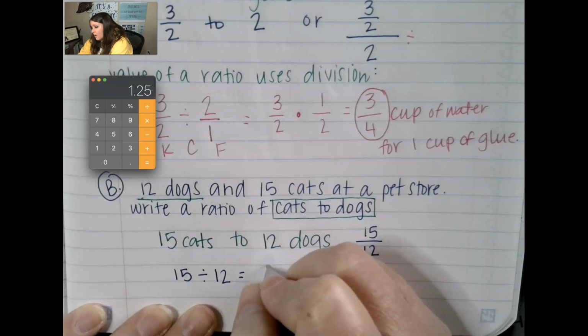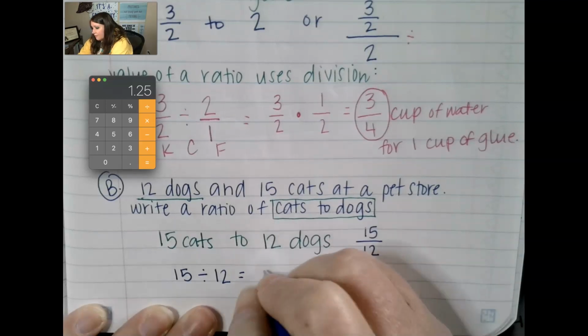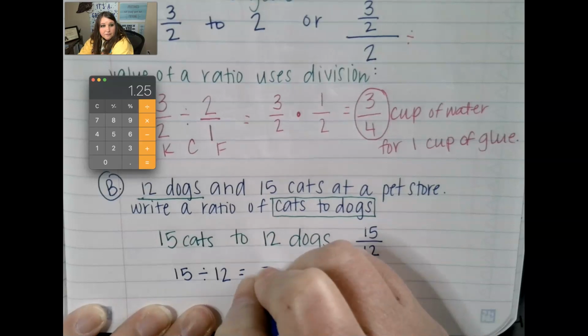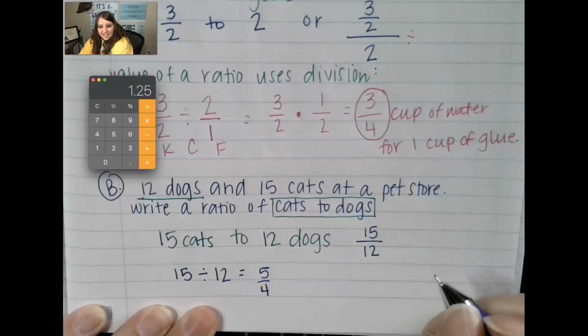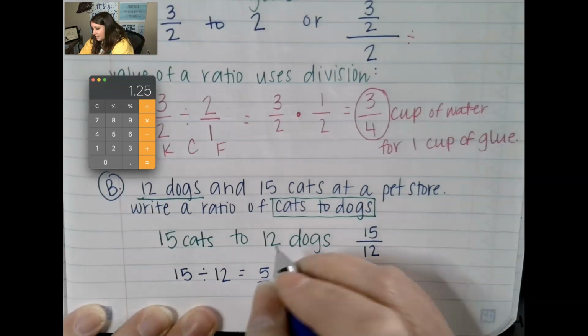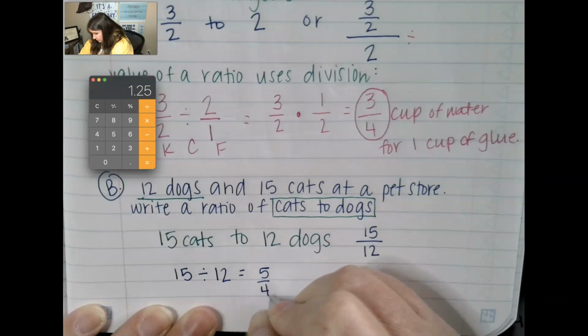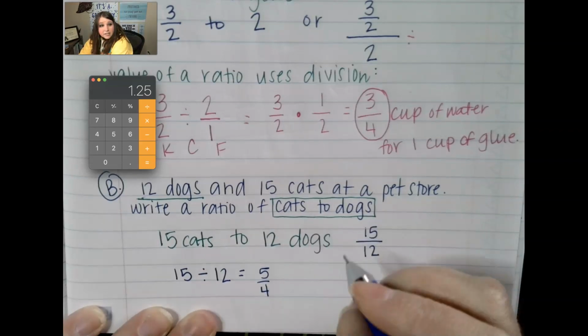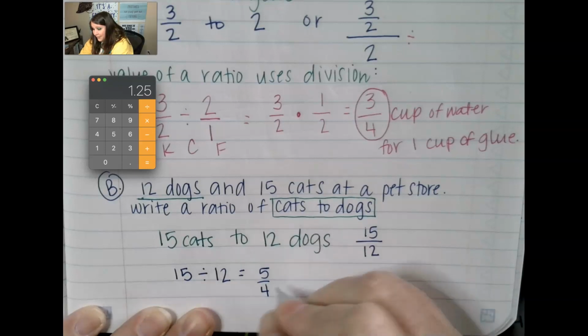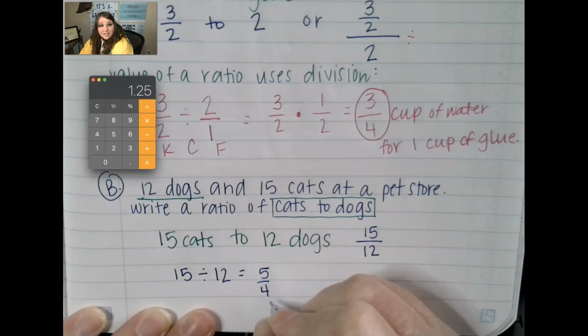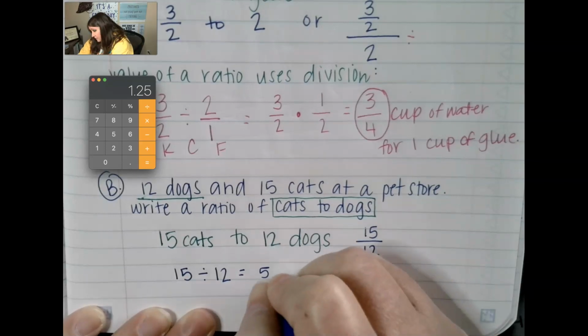1.25, or this gives us 5 out of 4 if we were to write this as a fraction. So 5 out of 4. So the number of cats in the pet store is 1.25, or 5/4 for every dog.